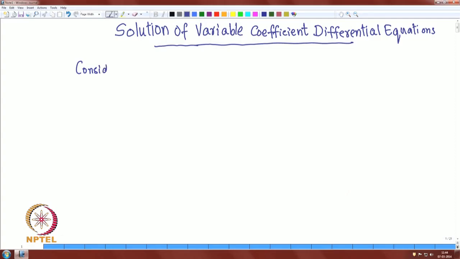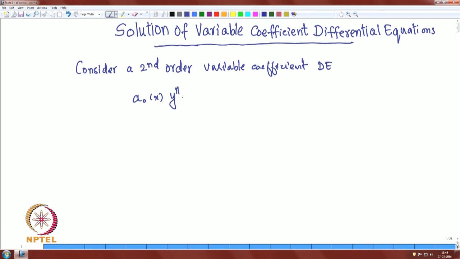And in case the differential equation has a variable coefficient, then that method fails. For example, if I consider a general second order variable coefficient differential equation, say a0(x) y double prime plus a1(x) y prime plus a2(x) y is equal to 0. Call this equation 1. Then solving it by the method of characteristic equations and finding the roots will not work.